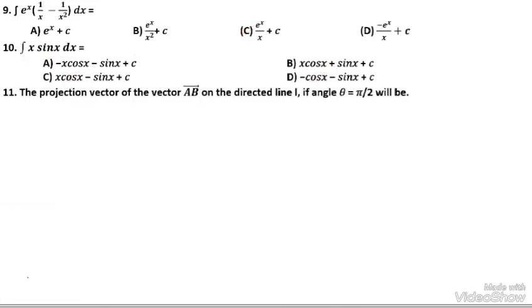Question number 10. The projection vector of the vector AB on the directed line L, if angle theta is equal to pi by 2, will be.